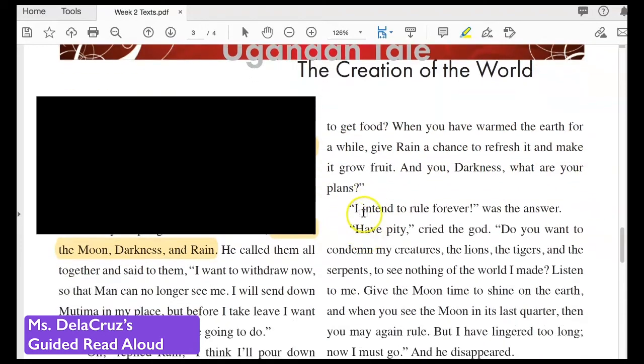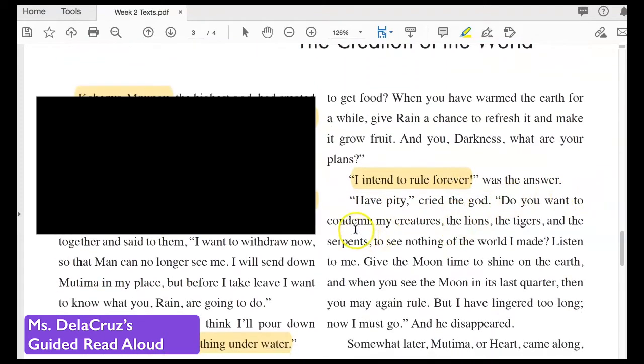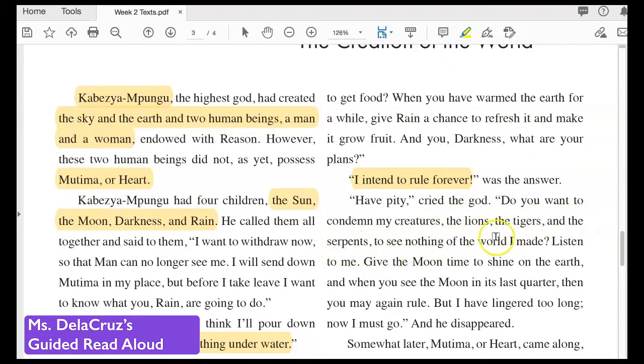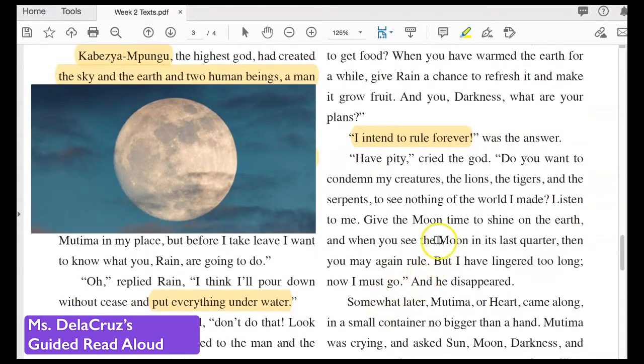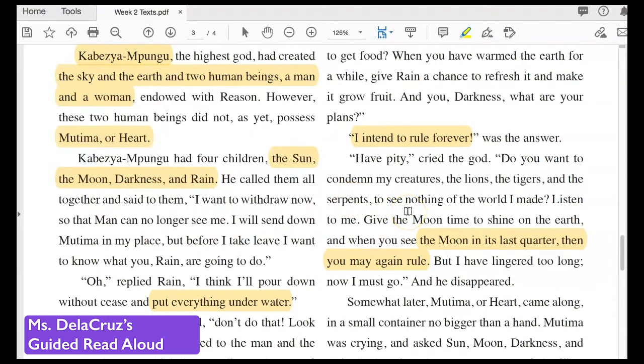"I intend to rule forever," was the answer. "Have pity," cried the god. "Do you want to condemn my creatures, the lions, the tigers, and the serpents, to see nothing of the world I made? Listen to me. Give the moon time to shine on earth, and when you see the moon in its last quarter, then you may rule again." So he's talking about when the moon reaches its last quarter, which is when it's very small, and then it goes dark.